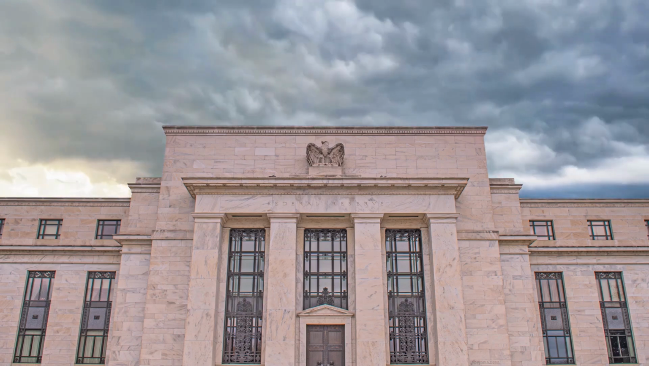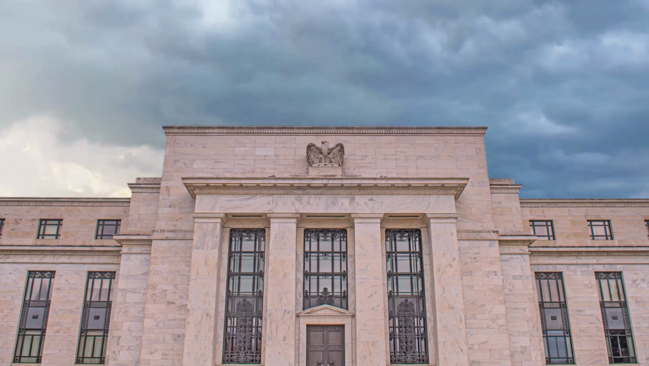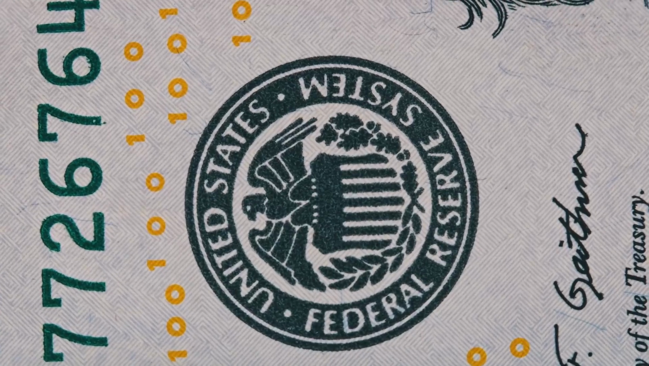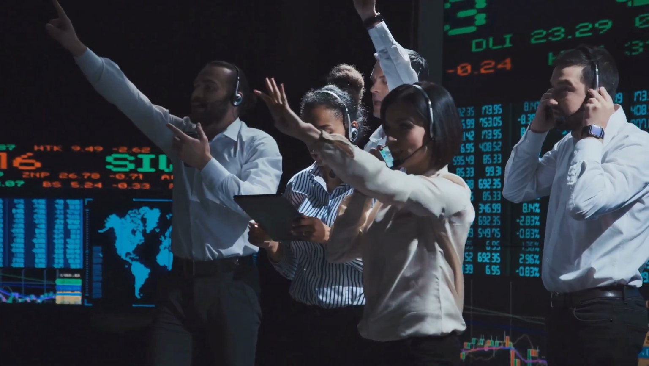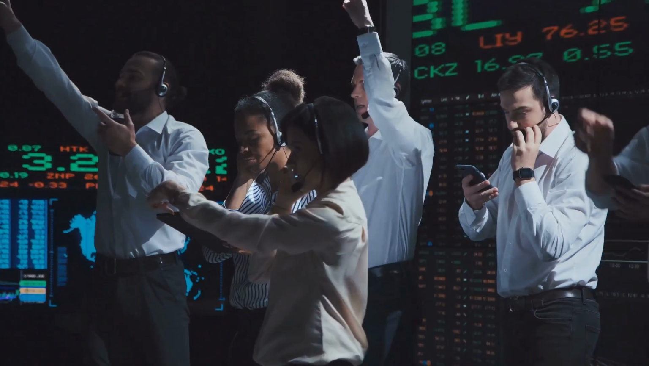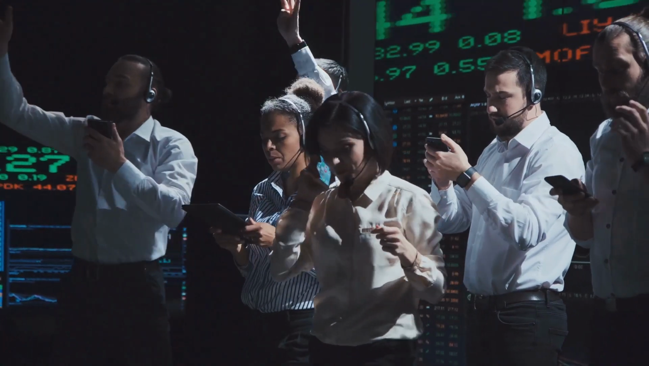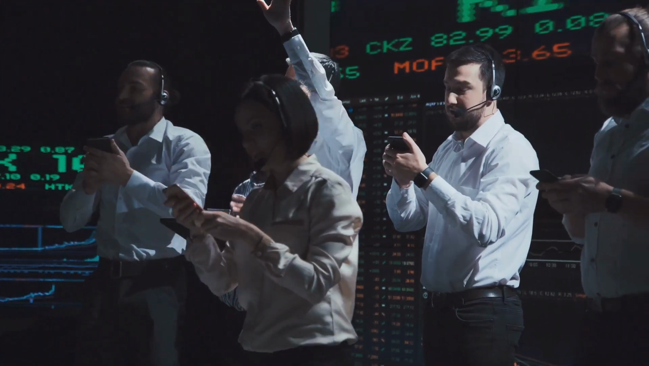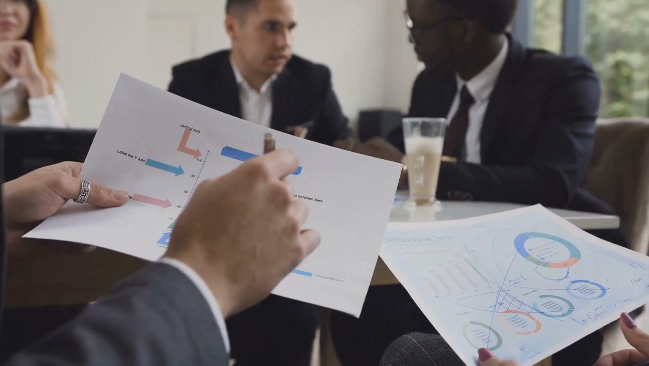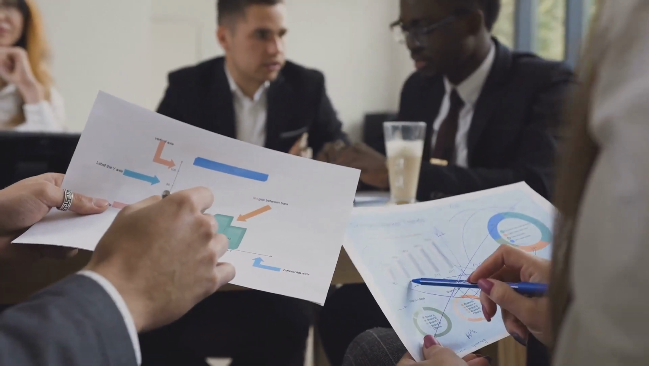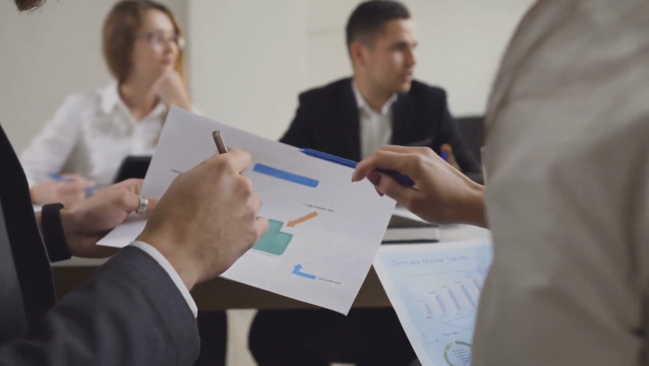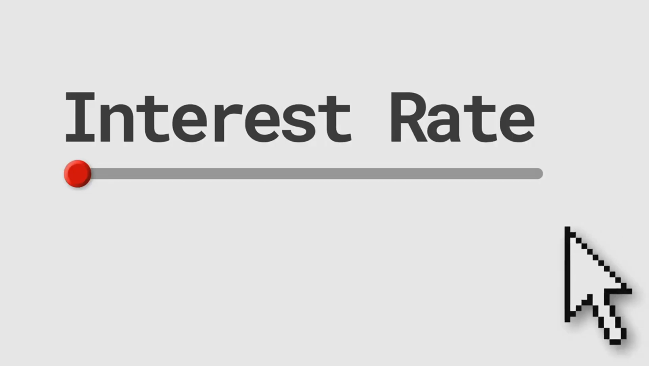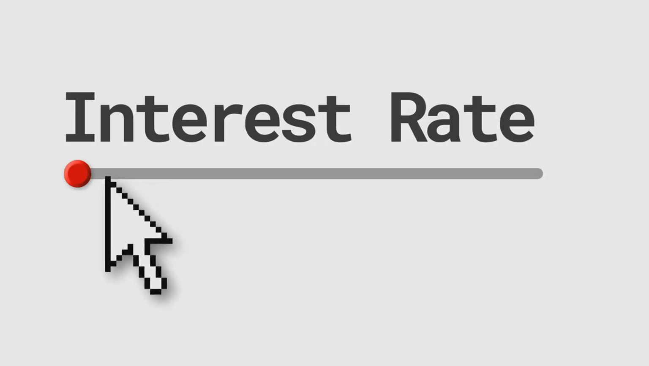So what is the Federal Reserve, or the Fed as the cool kids call it? In a nutshell, it's America's central bank. Imagine it as the referee of the US economy, tasked with keeping things fair and preventing the whole game from descending into chaos. Its main job is to control monetary policy, which basically means managing the supply of money and credit in the economy. The Fed does this through a few key tools, which we'll get into later.